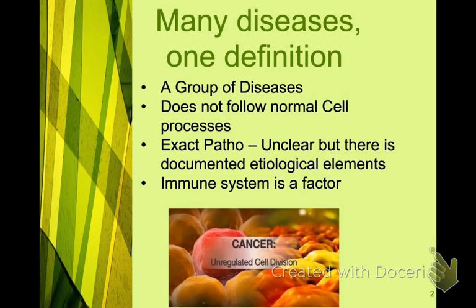So you've got many diseases, but one definition. Your cancer is a group of diseases that does not follow the normal cell process, right? We talked about the normal cell process. And the exact patho is unclear. There are all these theories, and your book talks about how they think that it happens. But there are some other things out there that are just questionable. I'm sure you've heard stories where it's just unexplainable. That's why they have to put in here the exact patho is unclear, because there are some weird cases out there.